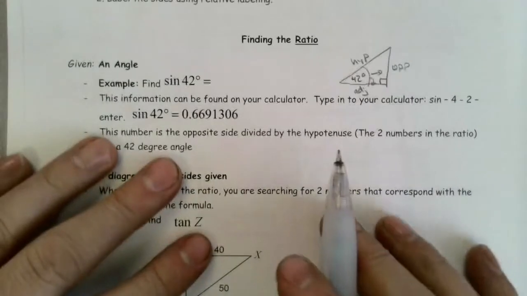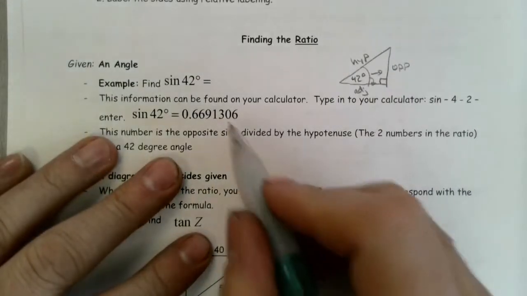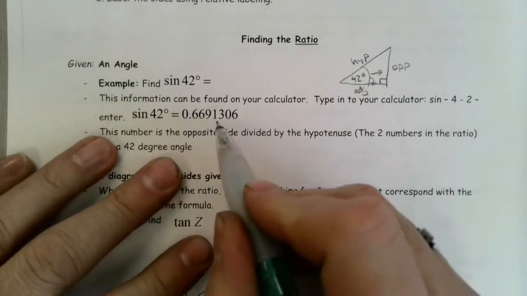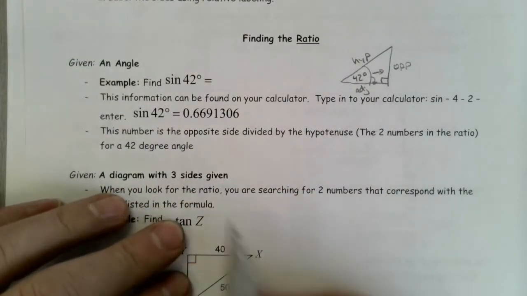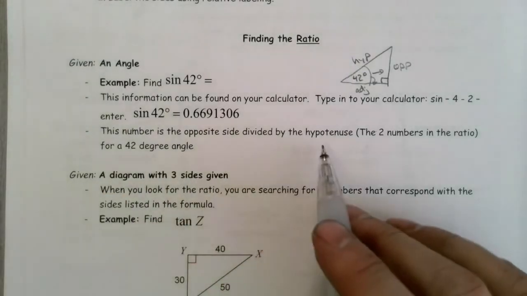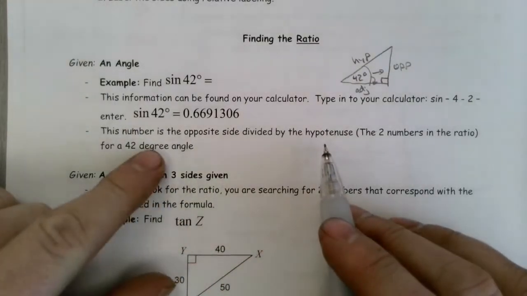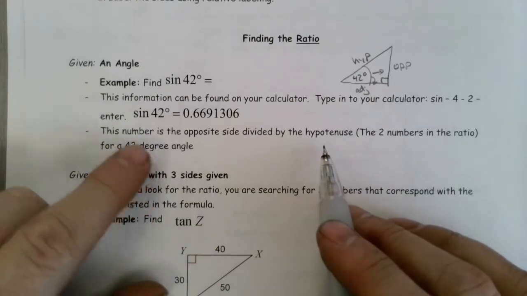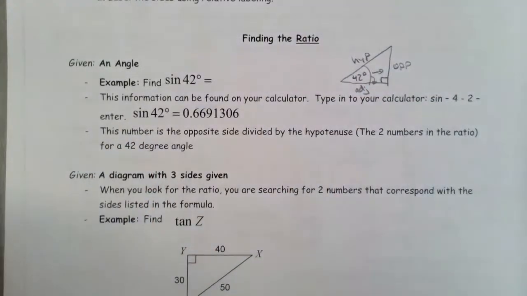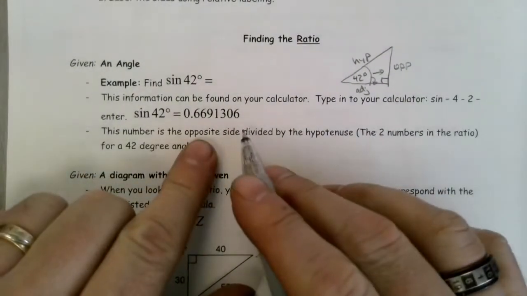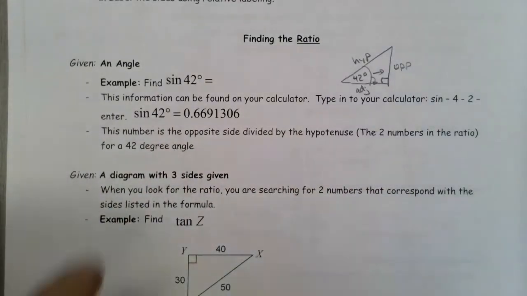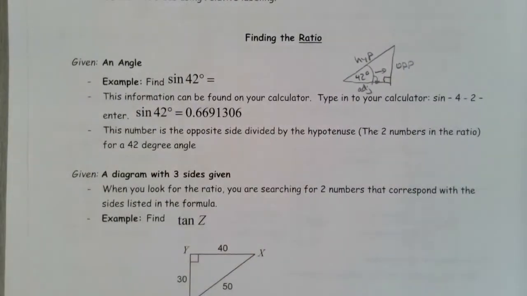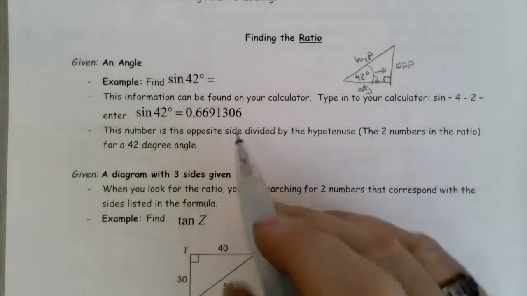Now, it doesn't matter how big the triangle is. That ratio is always going to be true for a 42-degree angle. Anytime you take the opposite side and divide it by the hypotenuse, when our reference angle is 42 degrees, that's what you're going to get. And that's what makes trig so useful: it doesn't matter how big the triangle is. I can use that ratio for any size triangle with that angle in it. So that's one way I can get the ratio.